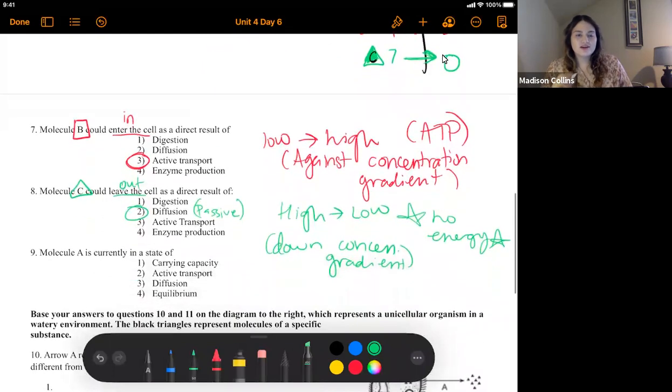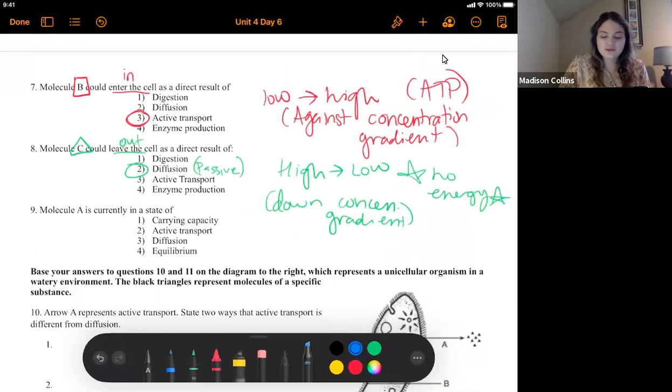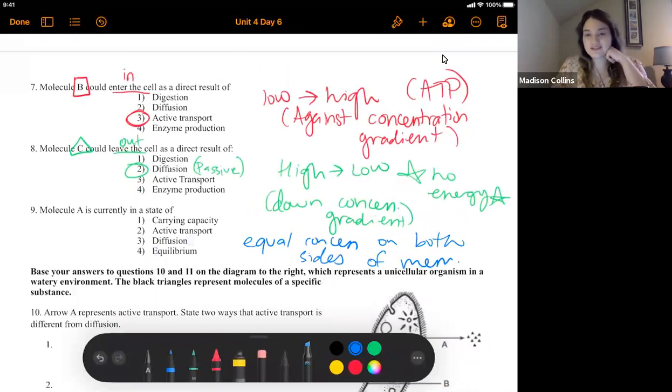And finally, number 9, molecule A is currently in a state of what? So if we look at molecule A, we have the same number of molecules inside as we do outside. They are in equal concentrations. I think I remember a word that means equal concentrations on both sides of the membrane. I wonder what it is. Well, if molecules are found in equal concentrations on both sides of the membrane, that of course is going to be a state of equilibrium. So the answer there was 4.